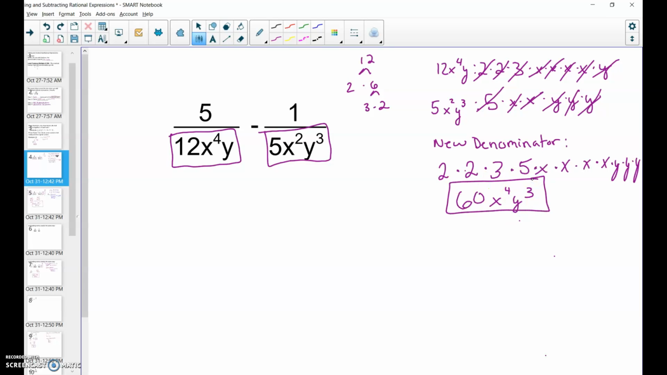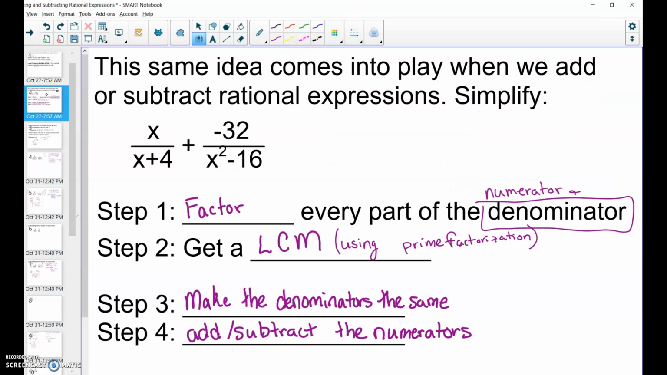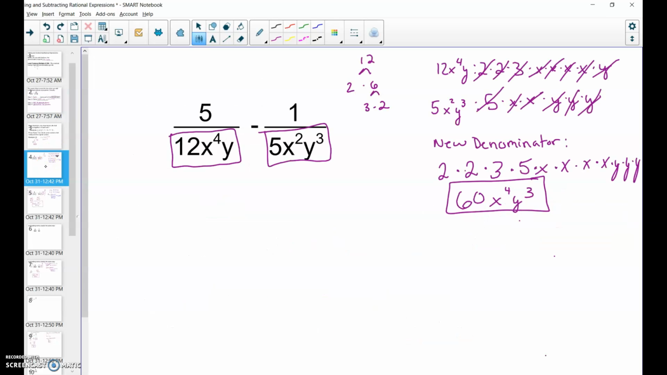This is the denominator that I'm aiming for, or what I need to multiply my original fractions by in order to get 60 x to the 4th y cubed. Okay, so if we go back to our steps were to factor and get a least common denominator. So we don't really need to do anything with factoring. This would be step number 2. Step number 3 then is to multiply both sides in order to get your new denominators to match up.